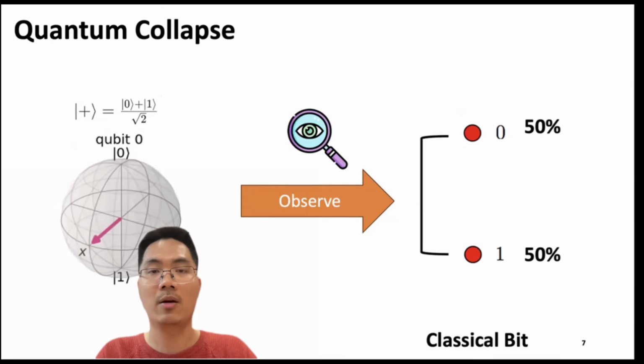With another quantum state, if it's closer to 0, then it will have a higher chance to become 0. And on the other hand, if the quantum state is closer to 1, then when we observe that, we have a higher probability to achieve 1.